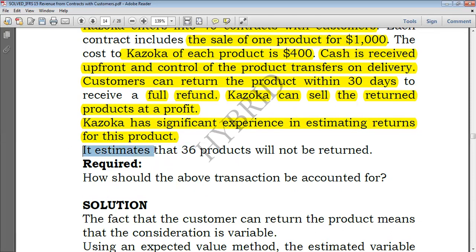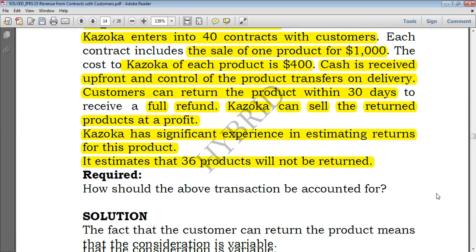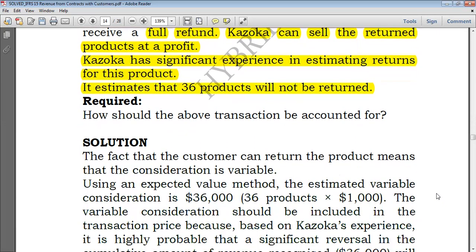So it estimates 36 products. It estimates that 36 products will not be returned. So if 36 products will not be returned, and actually Kazoka sold a total of 40 products in 40 contracts, that means that only 4 products are expected to be returned, and this is a reliable estimate. And so we would have to make a refund for the 4 products that we expect to be returned by the customer.